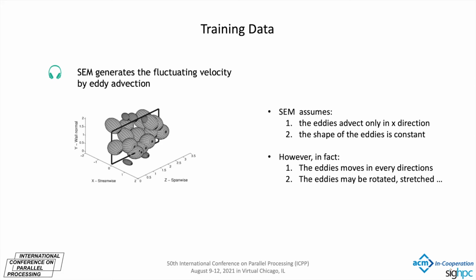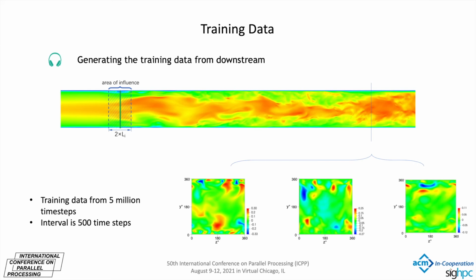But the fact is that the eddies will move in every direction, and the eddies may be rotated or stretched, so the shape is not constant. So what we did is we extract the data from the downstream. We get the slice at the downstream, and we get these three pictures, the UX, UY, and UZ.